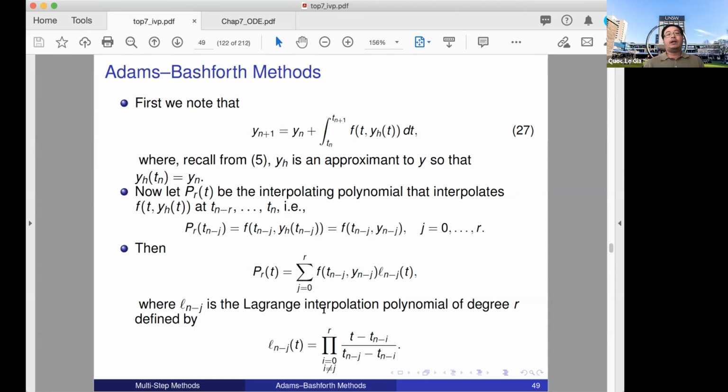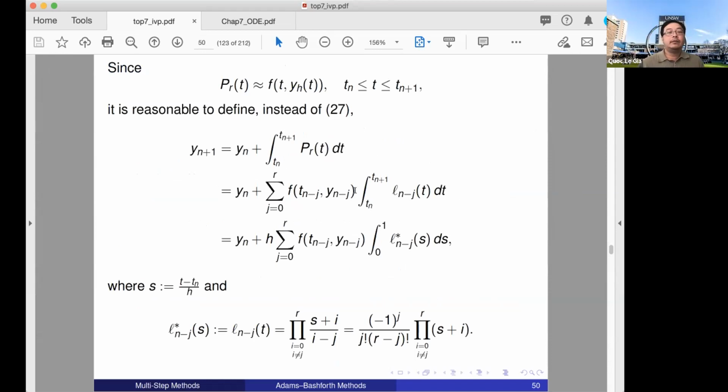And now the Lagrange interpolation polynomials. Remember this is just a function with respect to t, just one variable. You can write down the formula for the Lagrangian: t minus Tn minus i, take the product of all those terms with i different from j, divided by Tn minus j minus Tn minus i, with i different from j. So this is the Lagrange interpolation polynomial with respect to the variable t. And then you need to integrate those Lagrange polynomials.